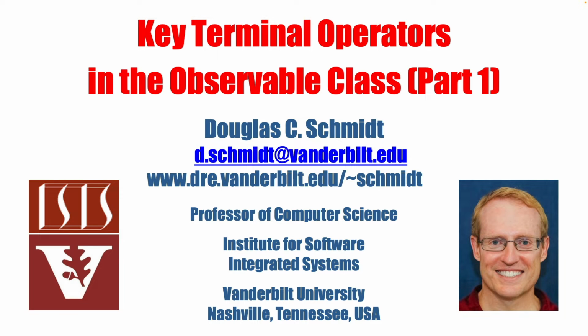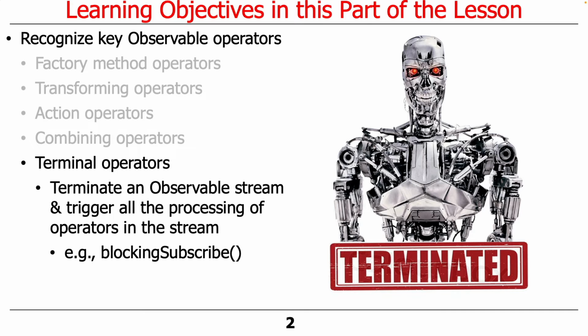We're now going to talk about terminal operators in the observable class. And as with the other discussions, there are going to be other terminal operators we're going to cover later. Right now, we're going to talk about the blocking subscribe terminal operator, which terminates an observable stream and triggers all the processing of operators in the stream and blocks for the results to complete. We'll talk later in another lesson about non-blocking subscribers, which are actually more common in practice, honestly, than blocking subscribe. But blocking subscribe has some nice properties we're going to talk about.